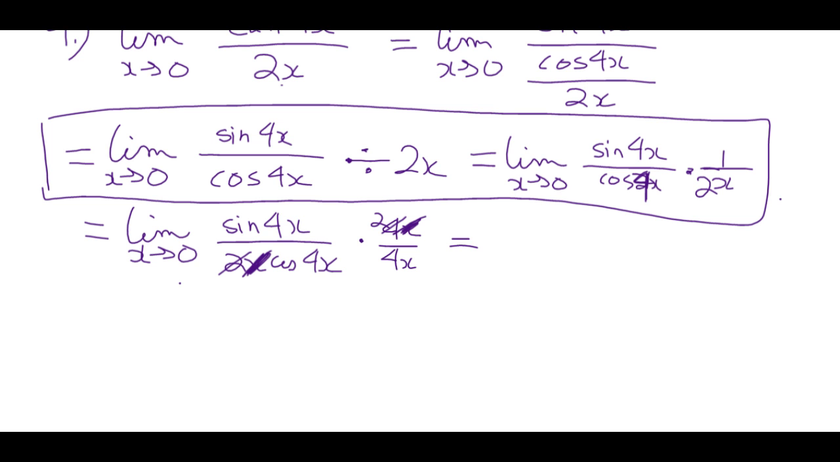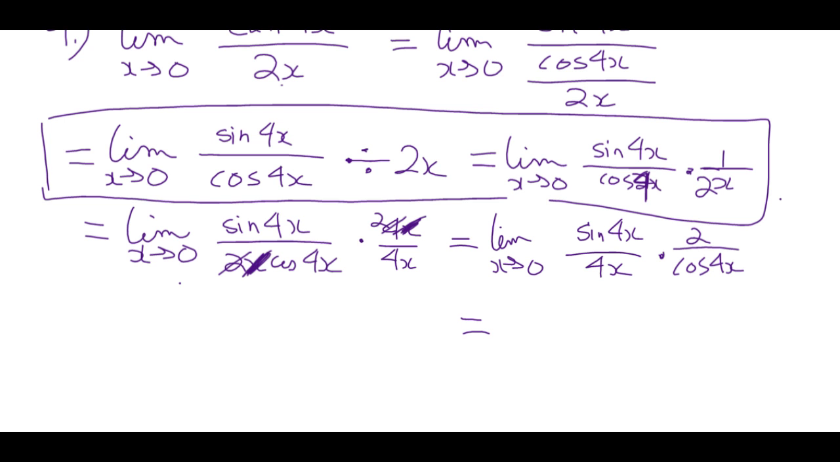So up top, what do we got? We got the limit as x approaches 0 of sine 4x over 4x, right? So I'm just going to put these two guys together. I'll put these two guys together. Times 2 over cos 4x. Right? So all we're doing is just rearranging the deck chairs. But we're writing it so that we can do something with that, right? And this has a value. We can substitute into that.